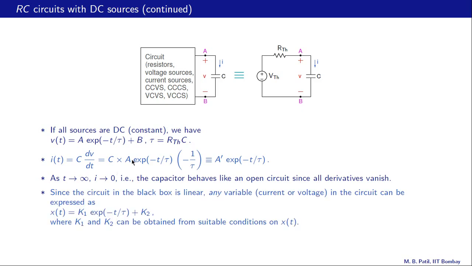What we have looked at so far is the voltage across the capacitor and the current through the capacitor. But because this circuit is a linear circuit, we can actually comment on all variables inside this circuit, that is all voltages and all currents. Since the circuit in the black box is linear, any variable, that is any voltage or any current in the circuit, can be expressed as x of t equal to k1 e raised to minus t by tau plus k2, where k1 and k2 can be obtained from suitable conditions on that particular variable x of t. And as we look at some examples, this procedure will become very clear.